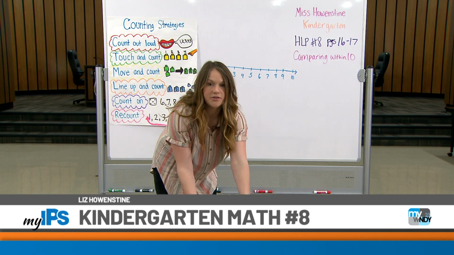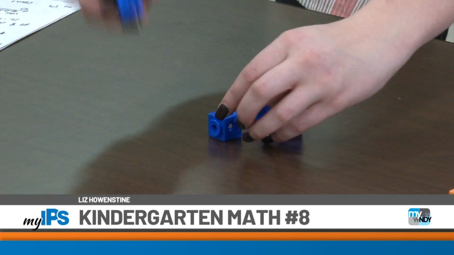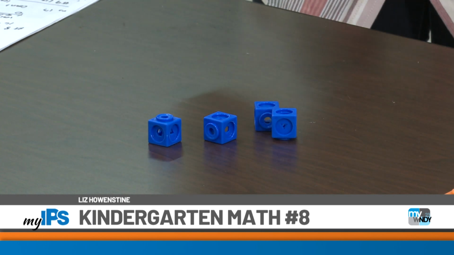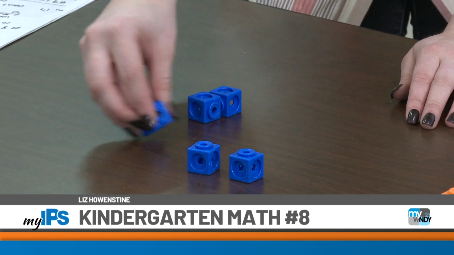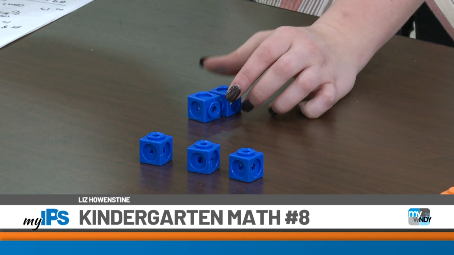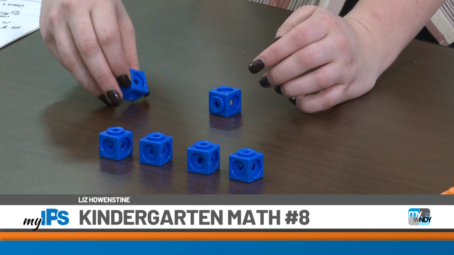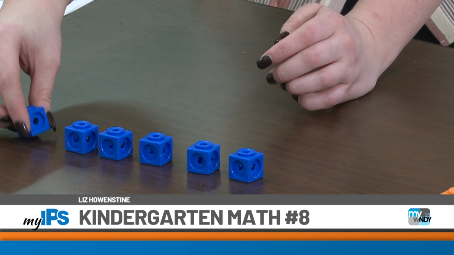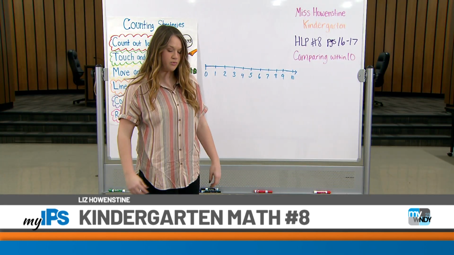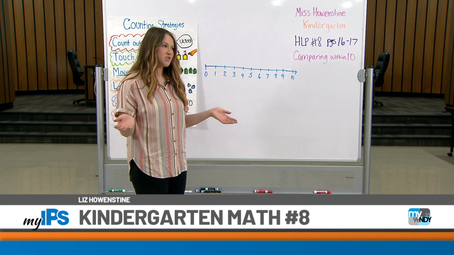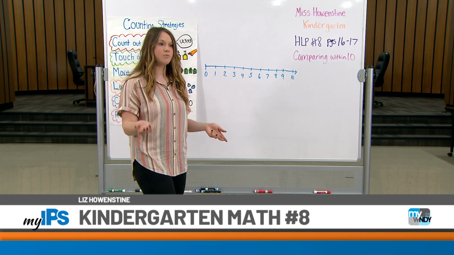Now let's look at this other group right here. This is going to be our second group. So we're going to count. 1, 2, 3, 4, 5, 6. So you're probably thinking, how do I know which one's less, which one's more?